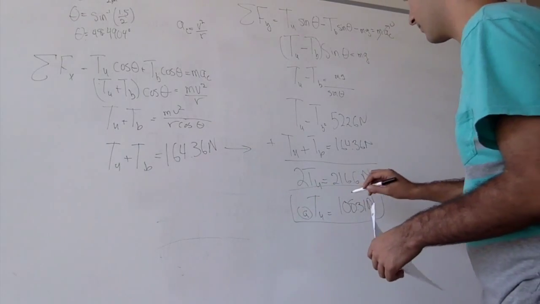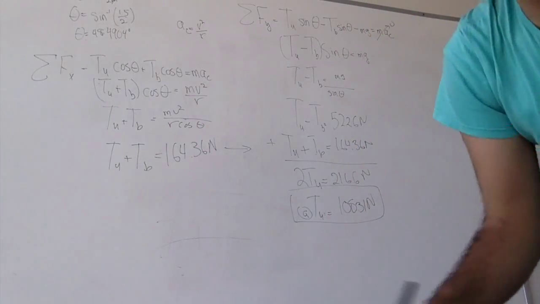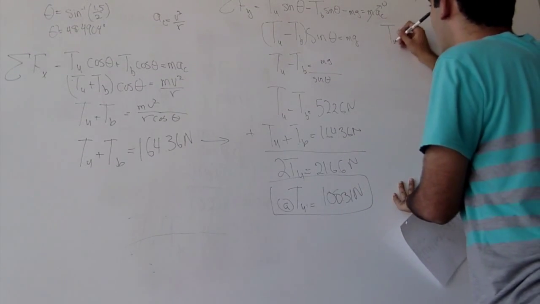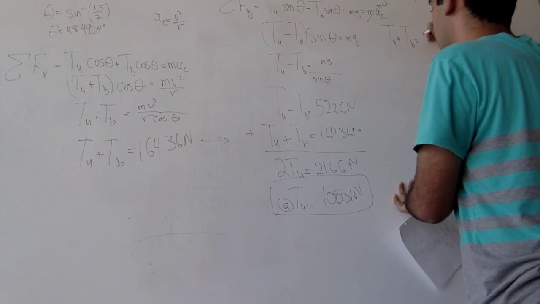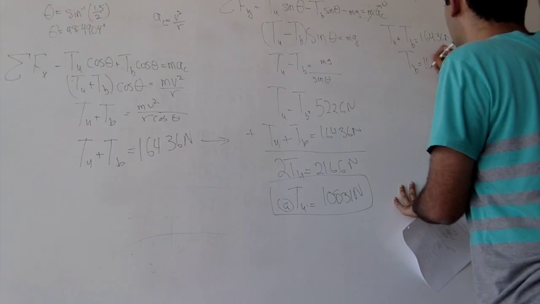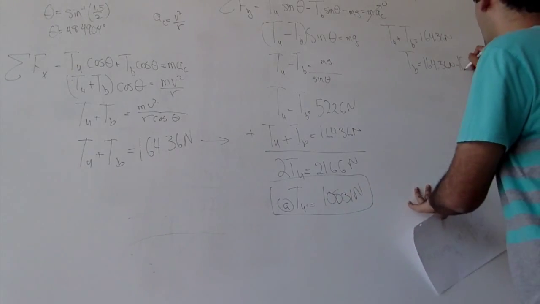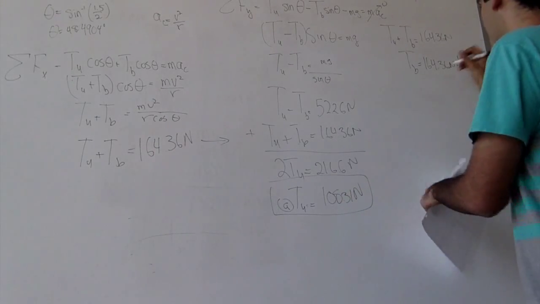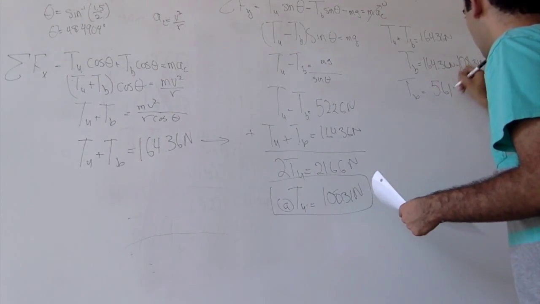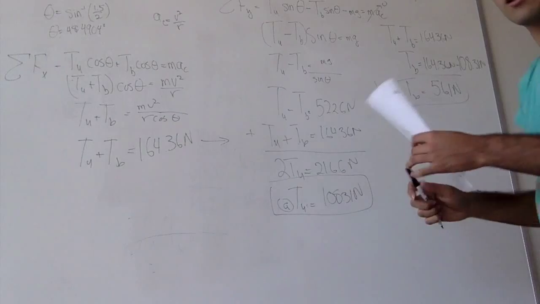Now if we put T upper into this expression, T upper plus T below is equal to 164.36 newtons, so T below is equal to 164.36 newtons minus 108.31. T below is equal to 56.1 newtons. And that is part B of the problem. Thank you very much.